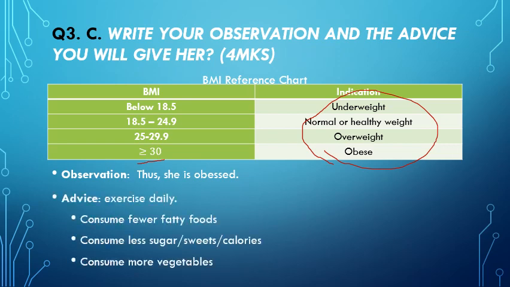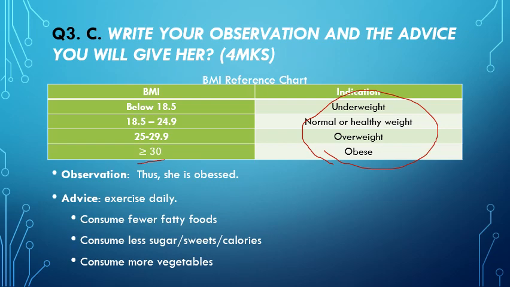So advice: exercise daily, to reduce the calories. Consume fewer fatty foods, because the fat will go and accumulate and bring about more and more weight. Thirdly, consume less sugar, sweets, and calories. The more you consume foods that are rich in calories, those calories will simply accumulate and be stored as fat, and the fat will simply increase your weight. So you keep on increasing in size.